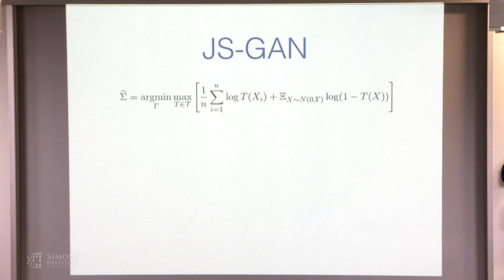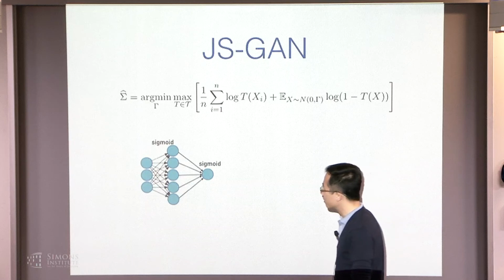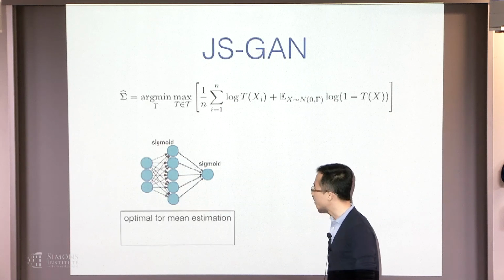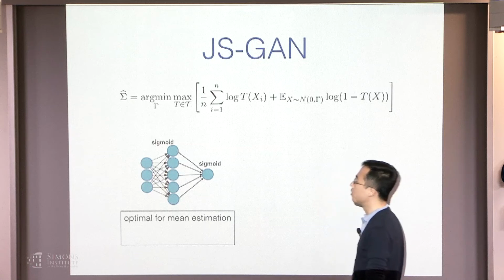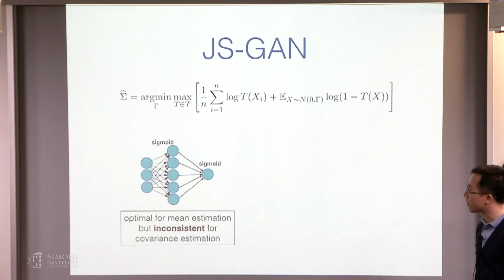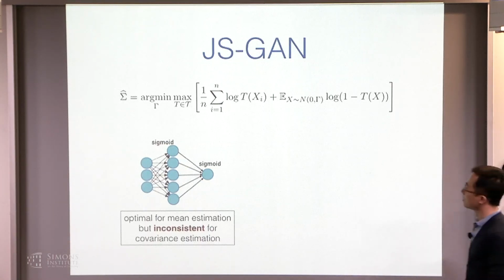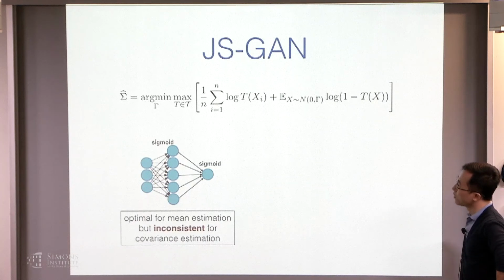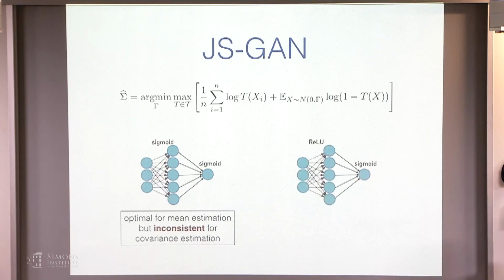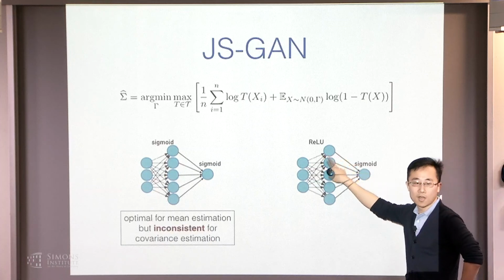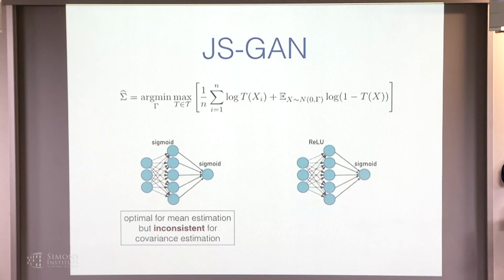So here are the two classes that do not work. The first class is a two-layer sigmoid neural network. This class does not work. It's kind of surprising because this class we proved is optimal for mean estimation, but for covariance matrix estimation, this is not consistent, right? And the second class is a simple modification. You change the nonlinearity of the hidden layer to ReLU, and things get better because if there is no contamination, it actually works. It's optimal. But the problem is that it is not robust.